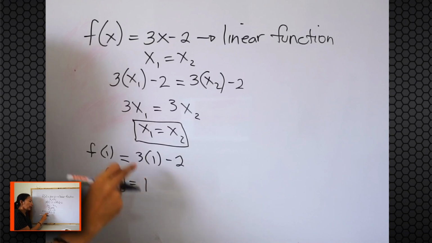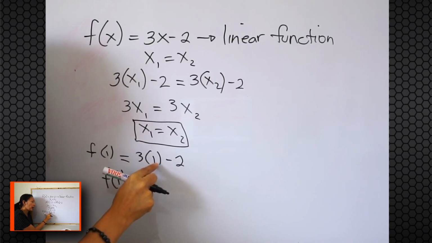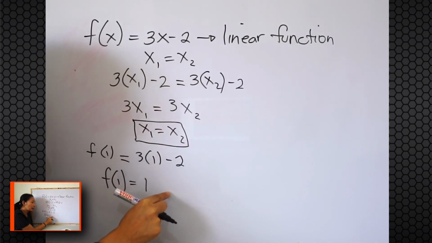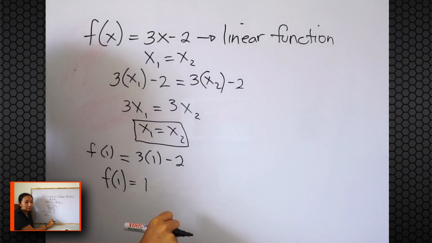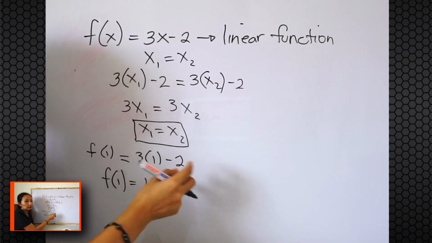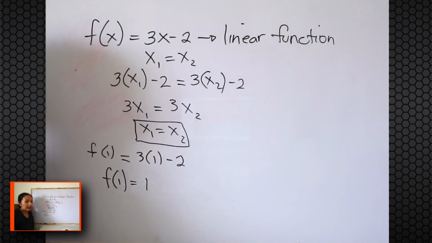Now, let me ask you, is there any other number aside from 1 which, when substituted or taken as the value of x, will yield 1 as the function value? If x is 0, 3 times 0 is 0, minus 2, negative 2. If negative 1, 3 times negative 1 is negative 3, minus 2 is negative 5. So, none. This is justified. X sub 1 equals x sub 2. We can only arrive at 2 equal function values when x values are equal. There is no other x value that will give this answer.